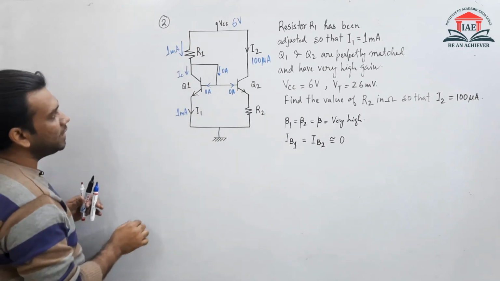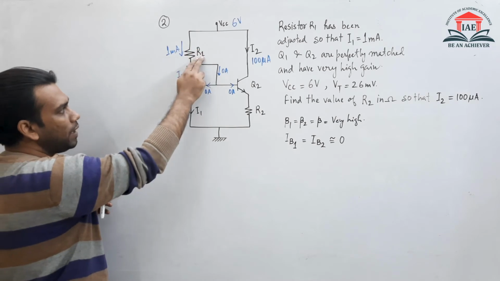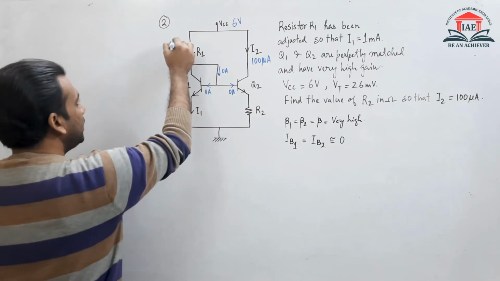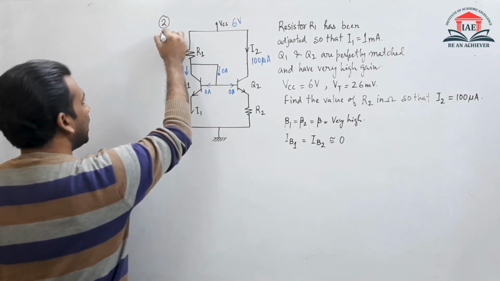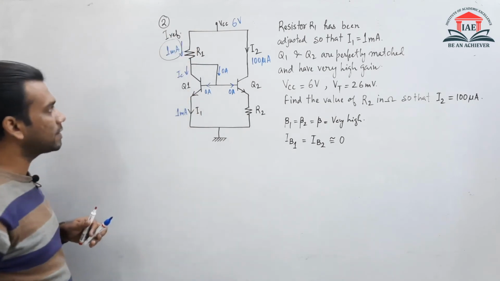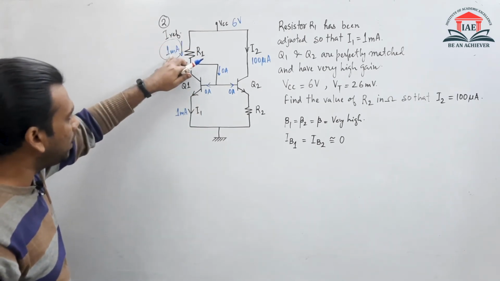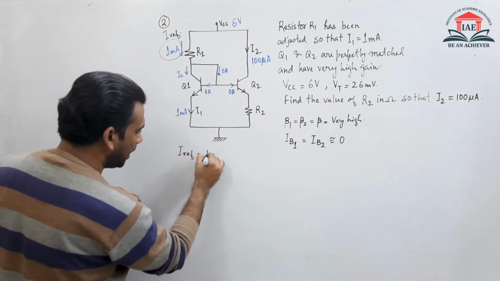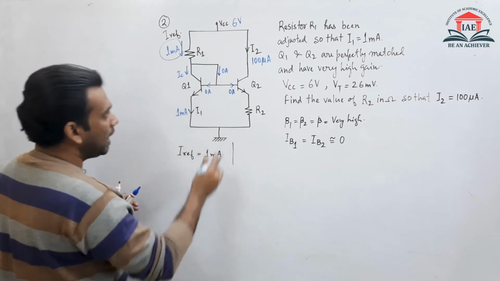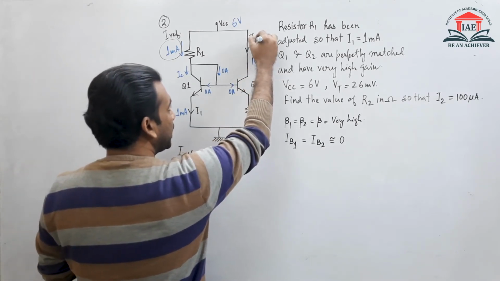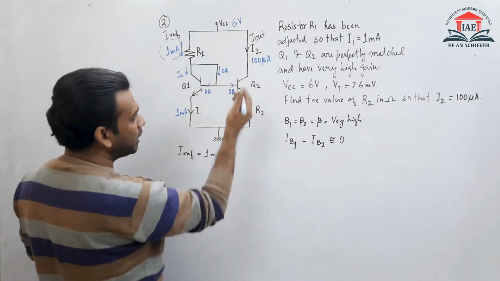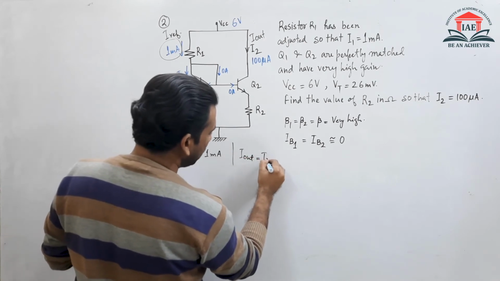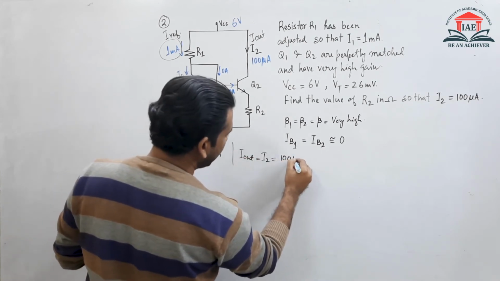So in this way we can see the current flowing through this R1 resistor is nothing but the 1 milliampere current. This 1 milliampere current is nothing but the I reference current. This is the I reference current, you can see. So I reference current is 1 milliampere. And what is your output current? This is your output current. I2 is the output current according to the current mirror circuit. So output current is equal to I2, which is equal to 100 microampere.